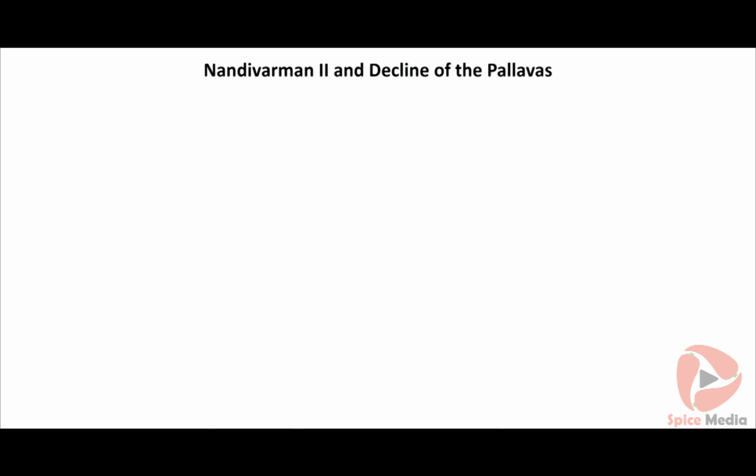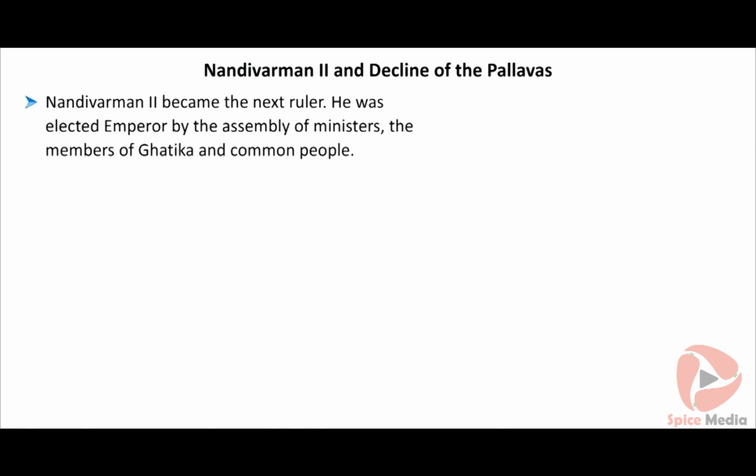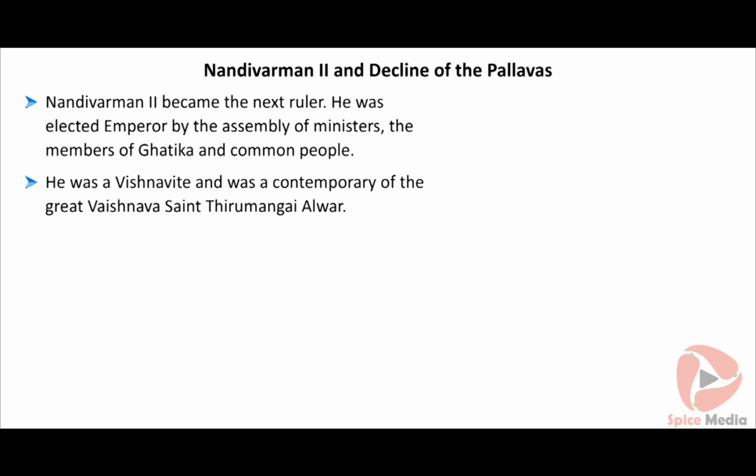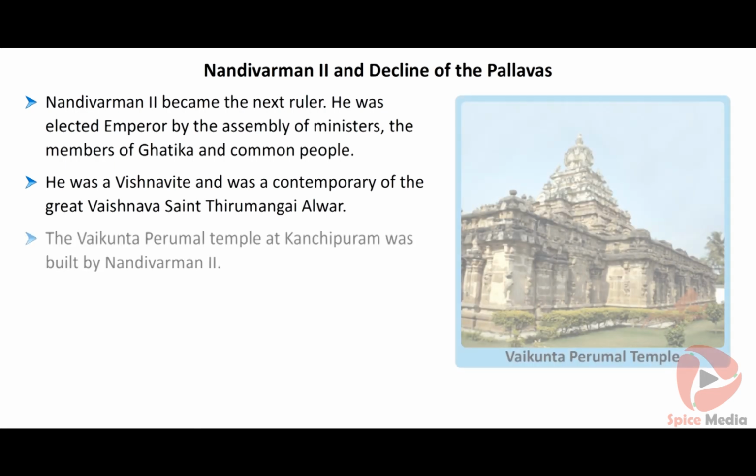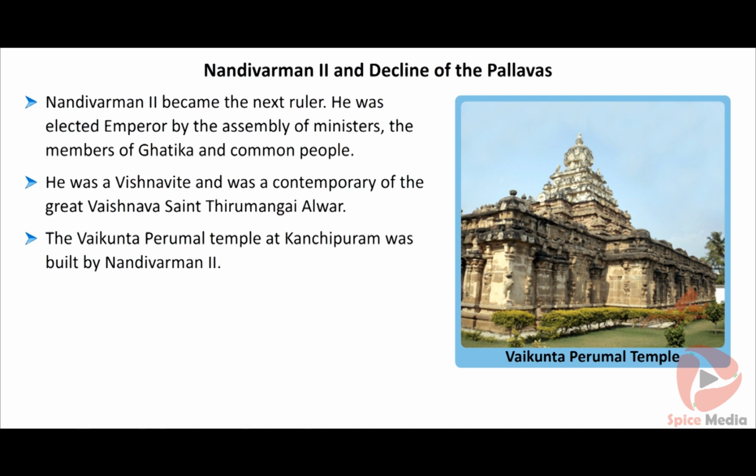Nandivarman II and the decline of the Pallavas. Nandivarman II, the son of Hiranyavarman, brother of Simha Vishnu, became the next ruler. He was elected emperor by the Assembly of Ministers, the members of the Ghatika or College of Learning, and Common People. He was a Vaishnavite and was a contemporary of the great Vaishnava saint Tirumangai Alvar. The Vaikunta Perumal temple at Kanchipuram was built by Nandivarman II.